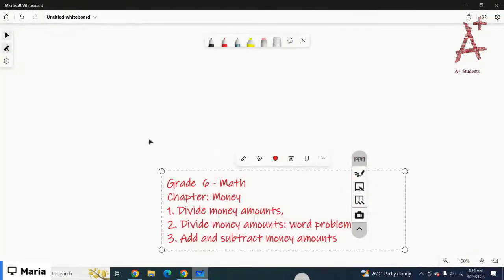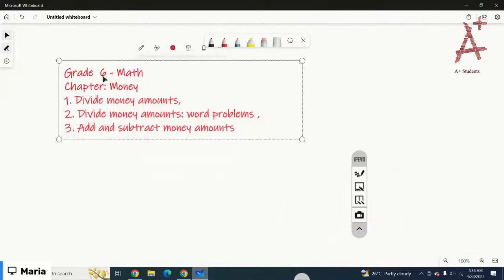So we're working on grade 6 maths. The chapter we're working on is money. And the lessons we have covered today are divide money amounts, divide money amount word problems, add and subtract money amounts. So if you have any question, you can ask. I'm here to answer all your questions and confusions if you have any.